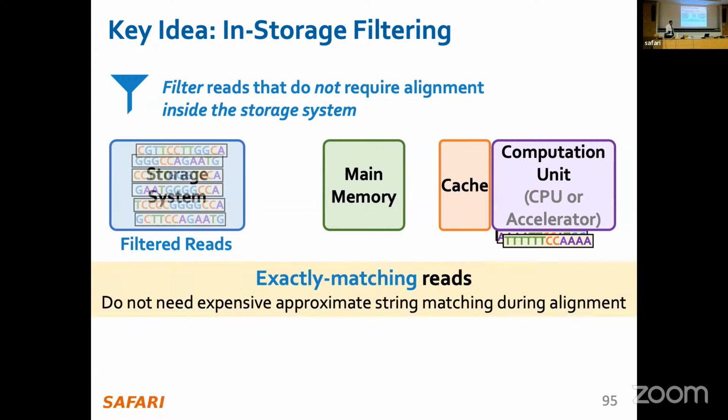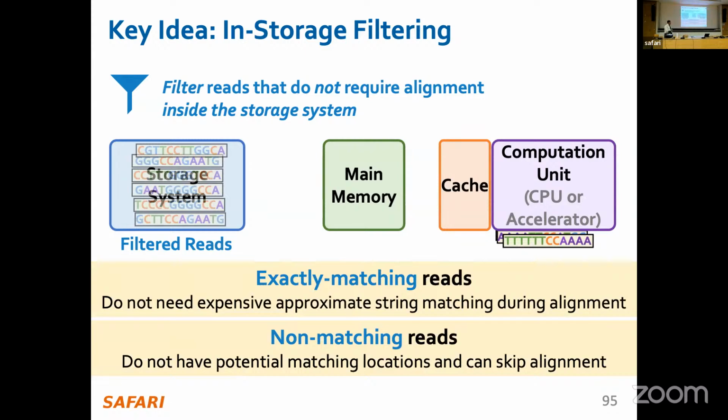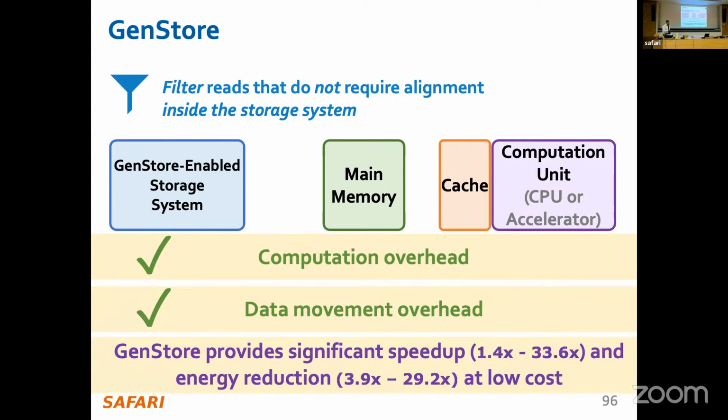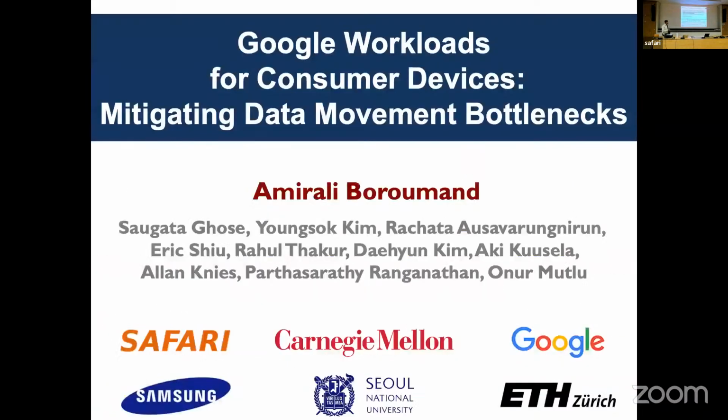And we can filter the reads, there are several types of reads. So here we can filter the exactly matching ones and also non-matching reads. This is particular for this particular workload. But overall, the key idea here is that by doing this filtering in the storage itself, before moving the data to the computing units, you can save in processing time, and also you can save in this data movement overhead bottleneck. And this system that we propose that does this in-storage computing for filtering is called GenStore, and by doing so we can significantly improve performance and reduce energy at a low cost. And this is the paper.